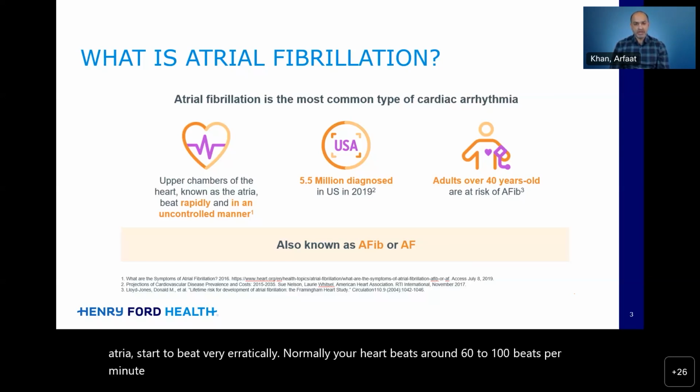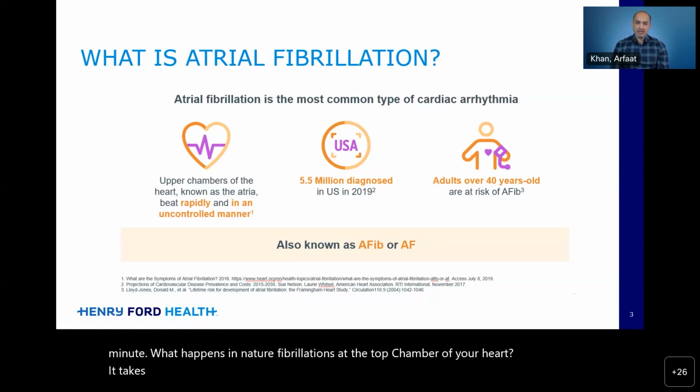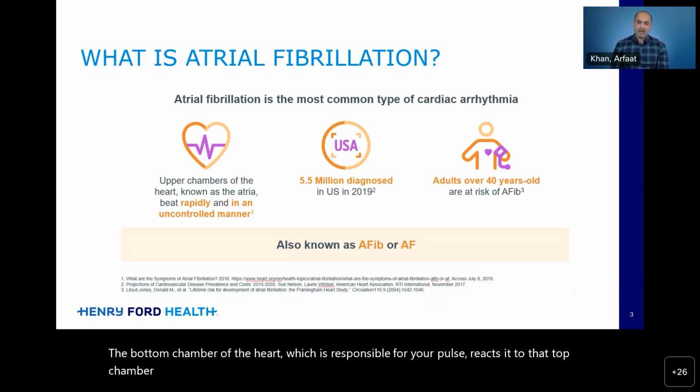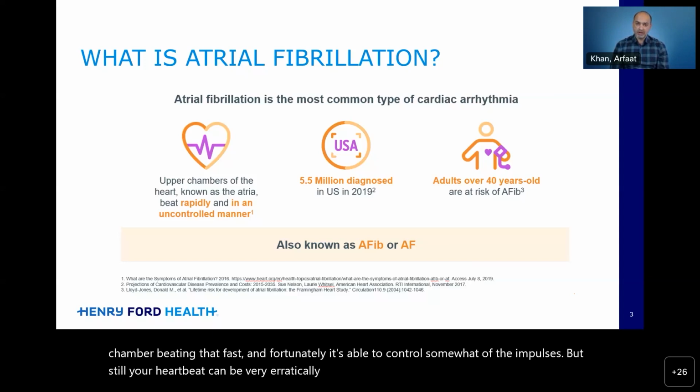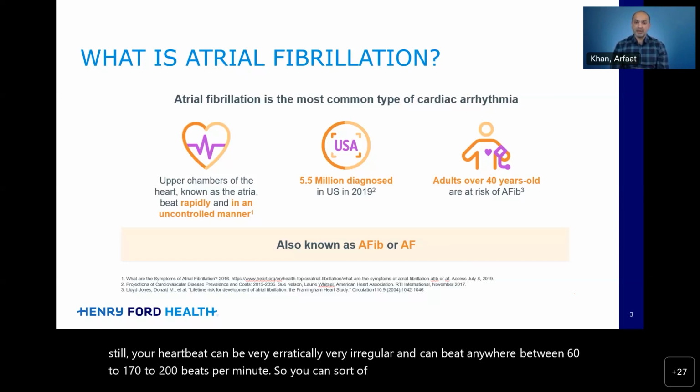What happens in atrial fibrillation is that the top chamber of your heart takes over and starts making the top chamber contract around 500 times a minute. The bottom chamber of the heart, which is responsible for your pulse, reacts to that top chamber beating that fast. And fortunately, it's able to control somewhat of the impulses. But still, your heartbeat can be very erratic, very irregular, and can beat anywhere between 60 to 170 to 200 beats per minute. So you can sort of feel like your heart is flip-flopping. It's the most common arrhythmia in the world.